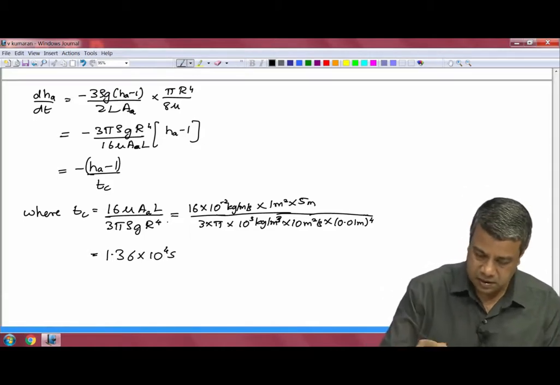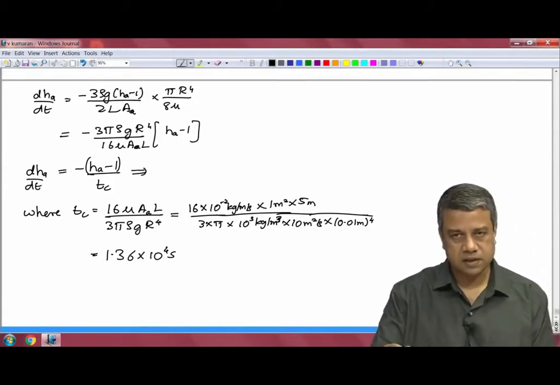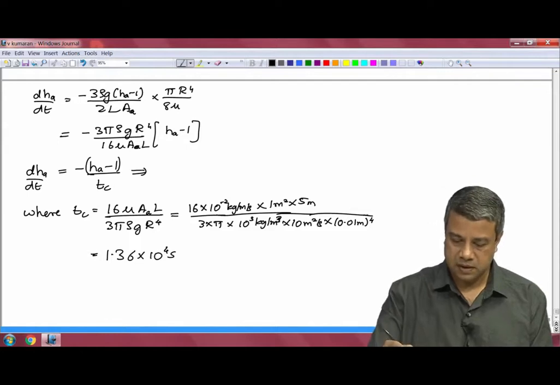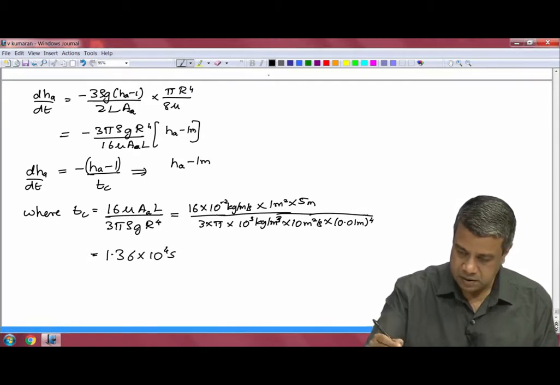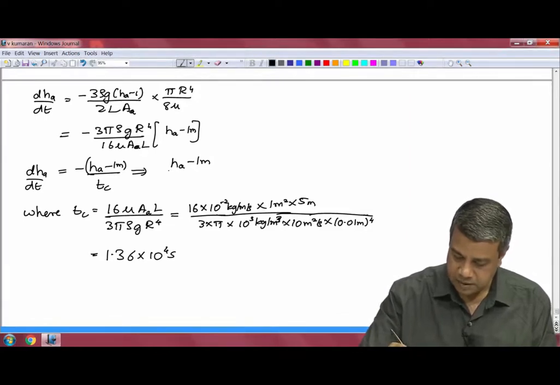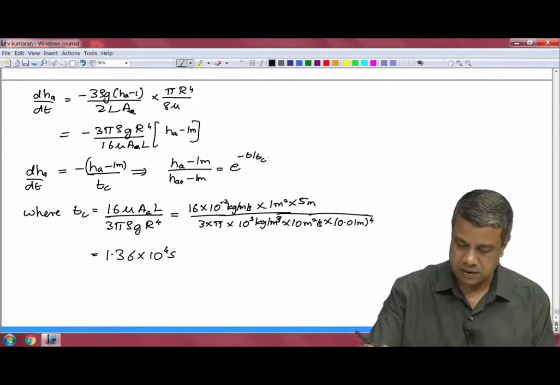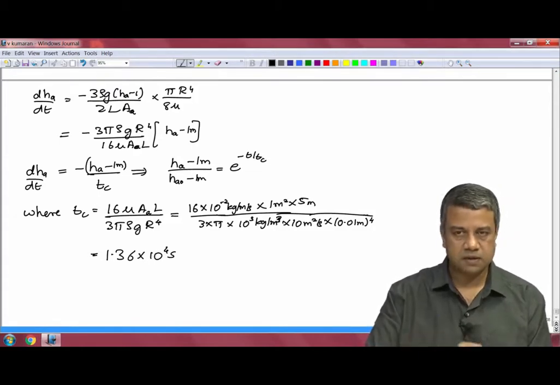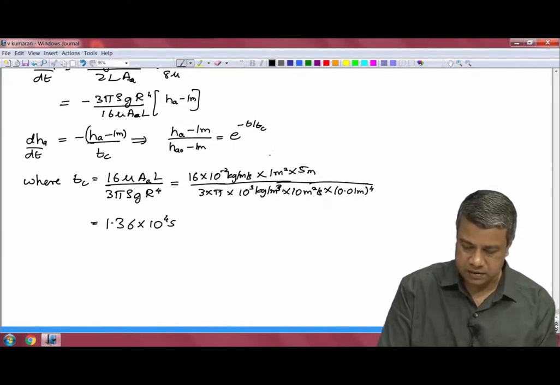This equation dH_A by dt, you can solve this equation. I will leave it as an exercise for you. You will find that (H_A minus 1 meter), I should put 1 meter here, there is a dimension, by (H_A naught, the initial height, minus 1 meter) is equal to e power minus t by Tc. That is the final equation that you will get if you solve this equation. And you can easily verify that at t equal to 0, H_A is equal to H_A naught. So, that is the final solution of the equation.